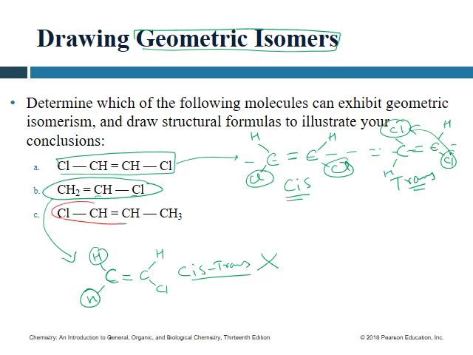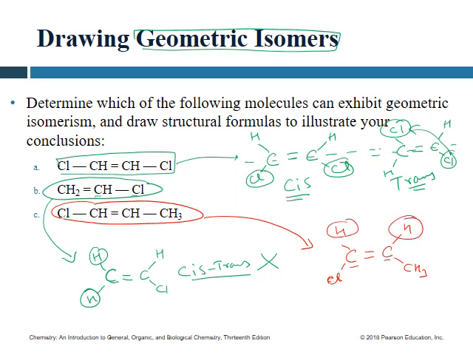And then for part C, let's try to solve this. For part C, you have carbon, double bond carbon, you have H, you have Cl, you have H, you have CH3. So now for each carbon you have two separate groups, and the same groups are present on the same side of the plane.